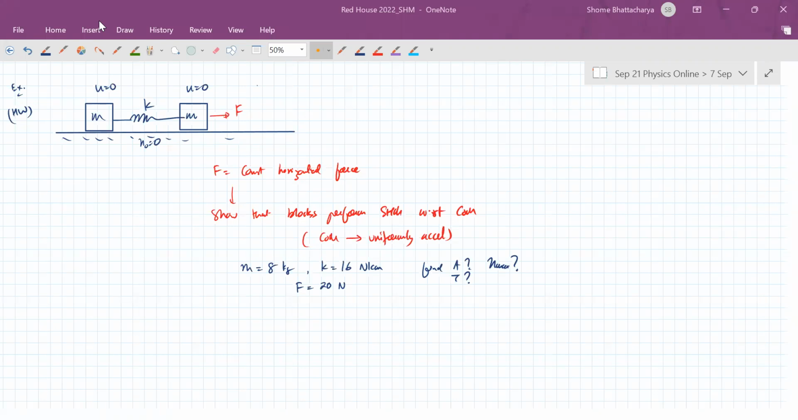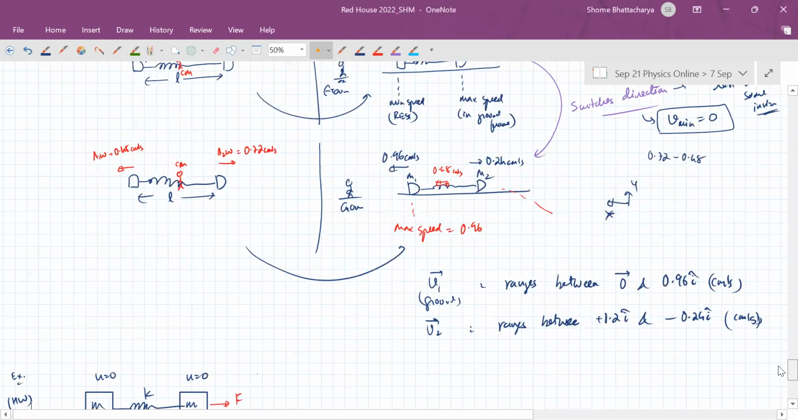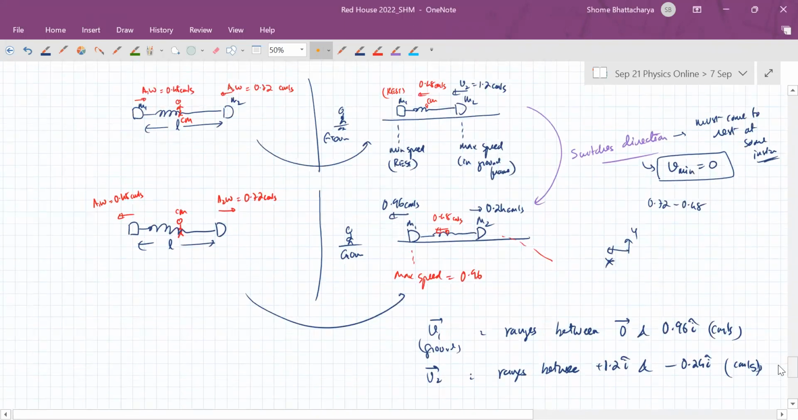Can you scroll up once and show the 4 diagrams in the previous question? Yes, sir. Done. Thank you, sir.